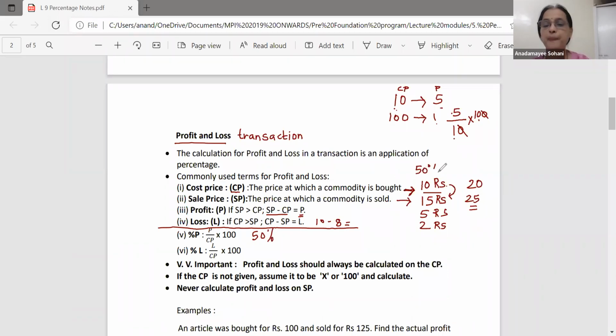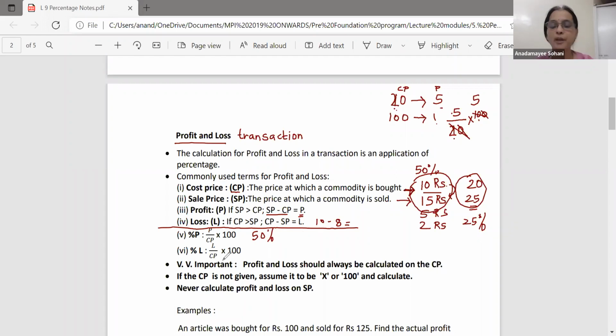And this commodity I'm buying for 20 and selling for 25. So on 20 rupees, I'm getting 5 rupees profit. Then on 100, profit upon cost price, 20 fives are 100, I'm getting 25% profit. So this transaction is more profitable for me than this transaction. That is how we use percent in finding profit or even loss.